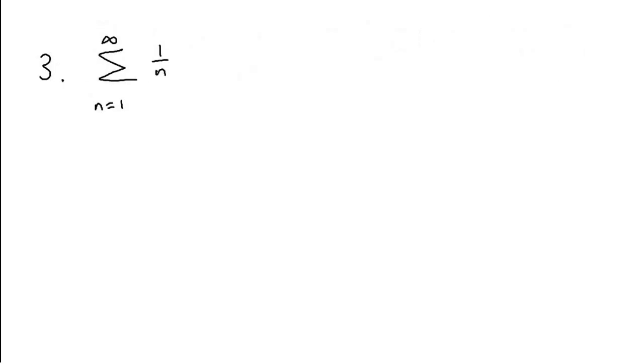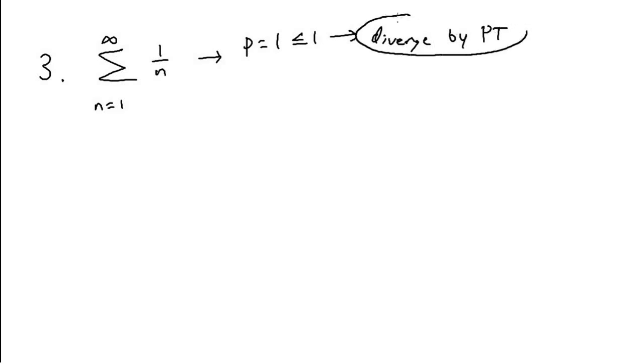For number 3, we have the series of 1 over n. If our p value is just 1, because since we're taking n to the first power, that is less than or equal to 1, so it will diverge, obviously, by the p-test. And this is also a special type of series here. The series of 1 over n is called the divergent harmonic series. So whenever you see the exact series of 1 over n from 1 to infinity, you know it will diverge.